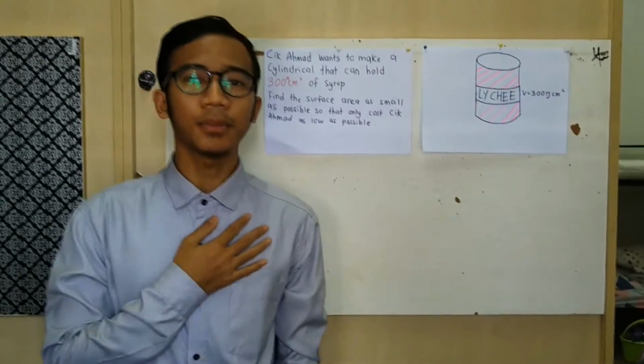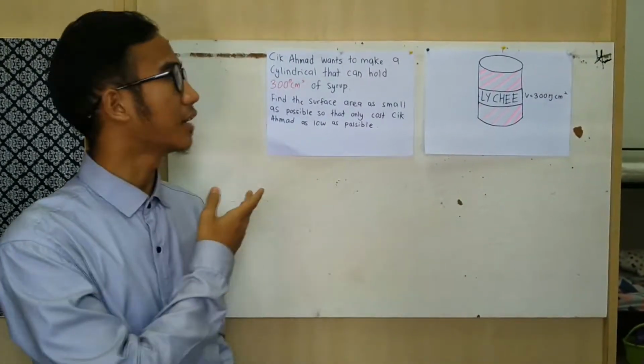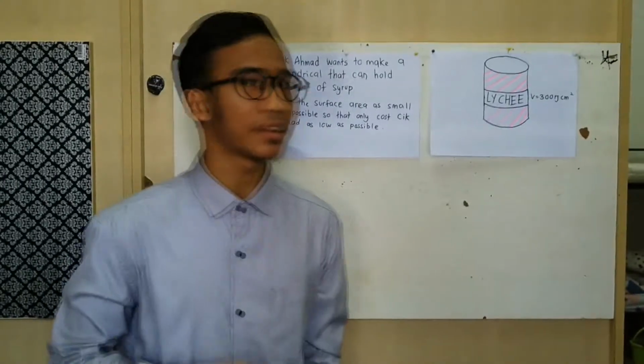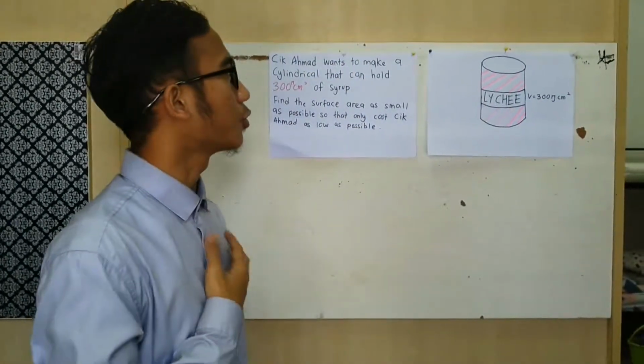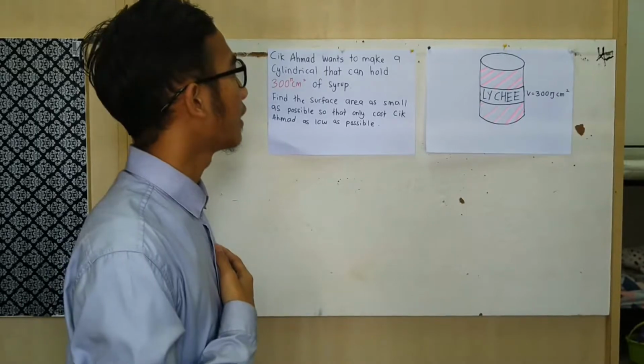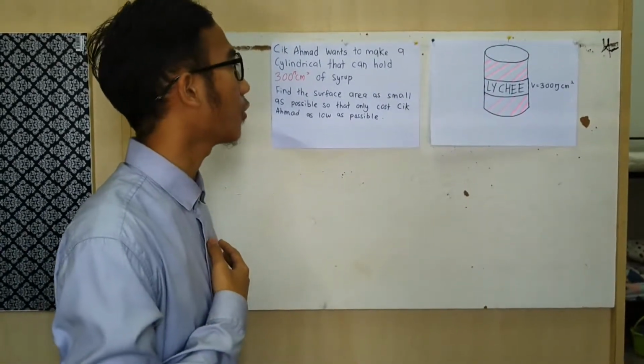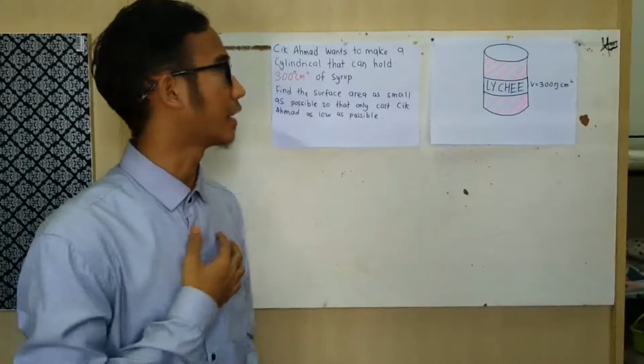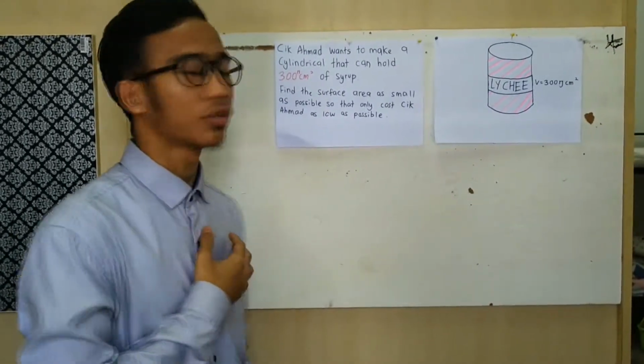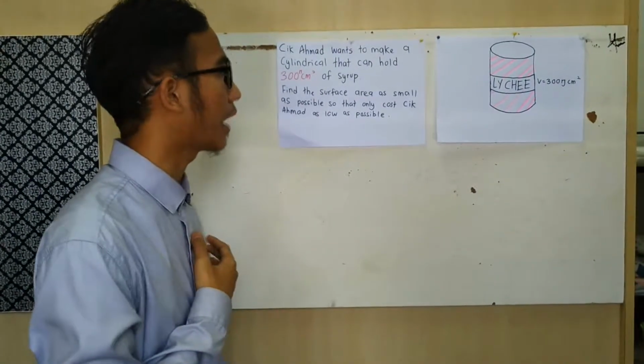We have learned a little bit about differentiation. So this is an example of the question. Let me read the question. Cik Ahmad wants to make a cylindrical can that can hold 300 pi centimeter cube of syrup. Find the surface area as small as possible so that it only costs Cik Ahmad as little as possible.